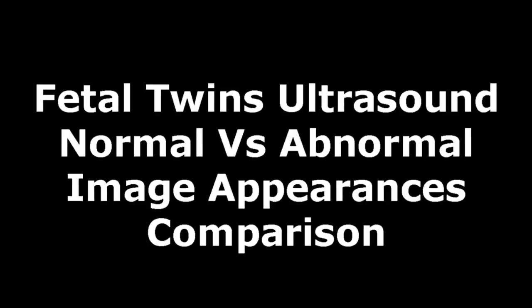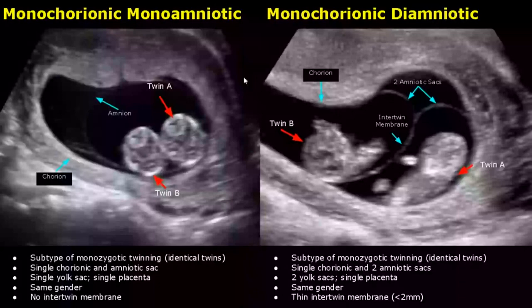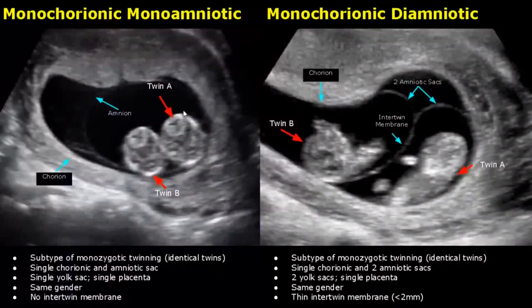Hello everyone, this is Dr. Sam and today we will study twins ultrasound. Twins are classified as monozygotic or dizygotic based on the type of fertilization. In monozygotic twinning, a single egg is fertilized by a single sperm. This is further subdivided based on the number of chorionic and amniotic sacs.